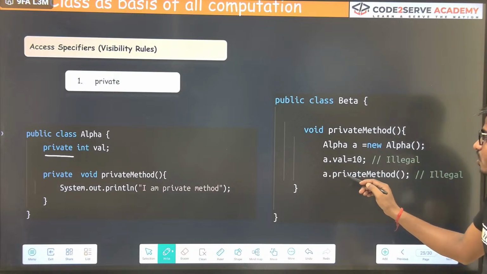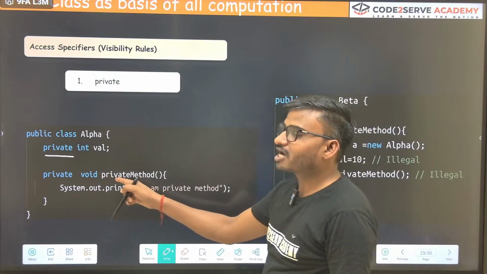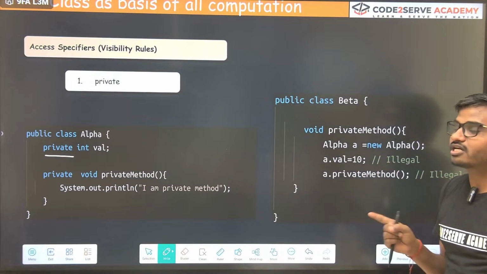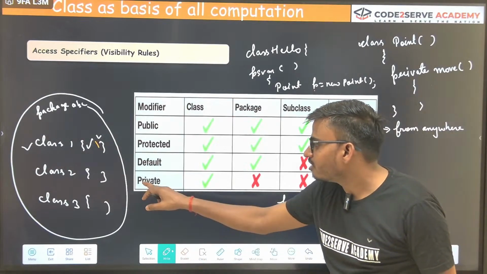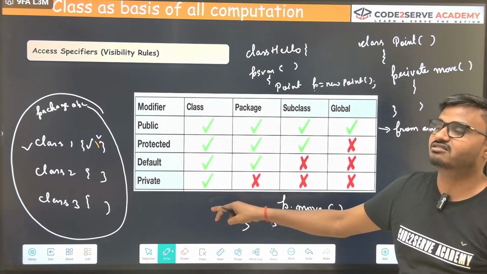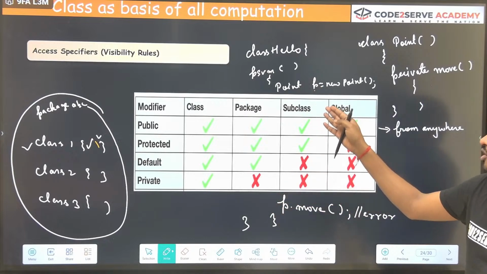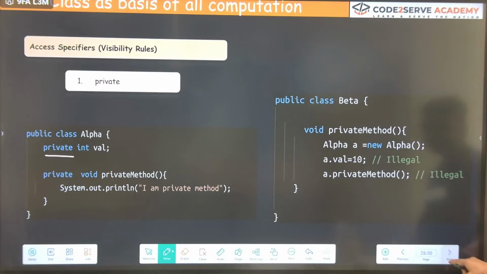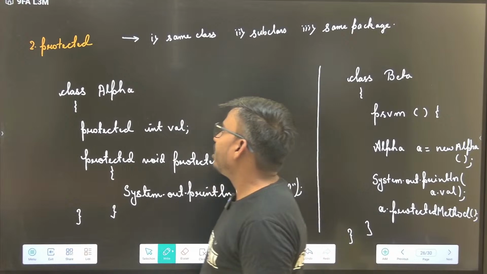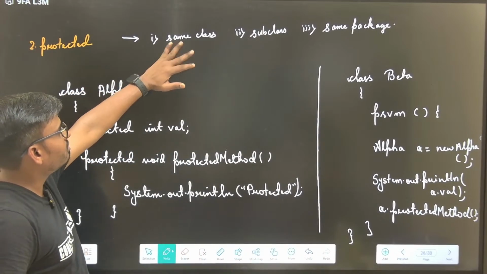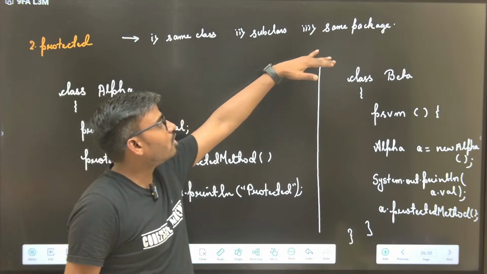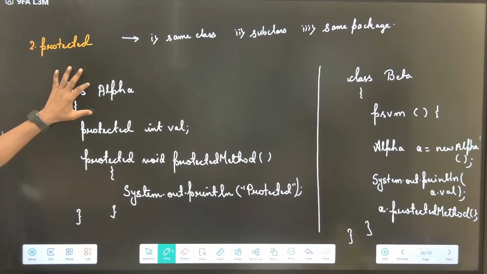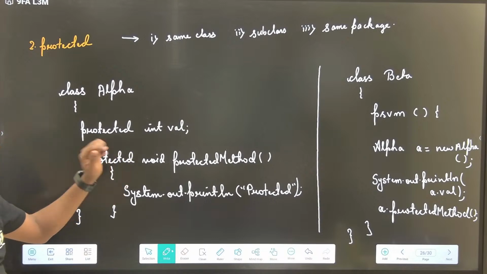Okay, next, a.privateMethod. You are trying to call this private method, which is also not allowed. From outside of the class, you cannot access it. We have already seen over here, private can only be accessed from the same class. From outside, that is the same package or the subclass, or globally, it cannot be accessed. Okay, next, C for protected. We learned for protected, we can access from the same class, from the subclass, or within the same package. Suppose this is the protected part written over here, class Alpha and protected int val, and this is the protected method.